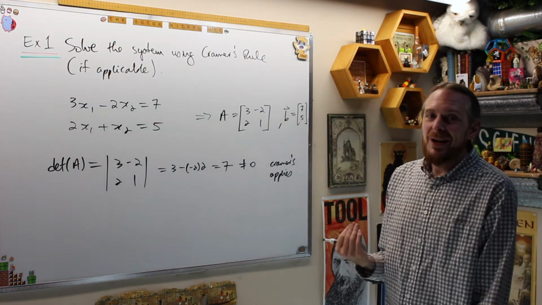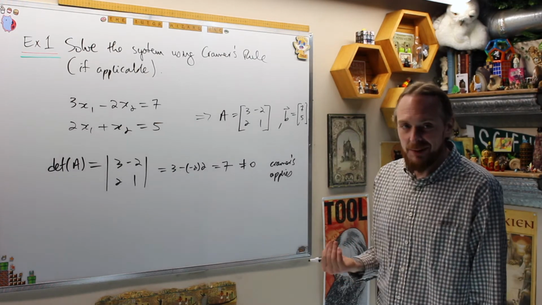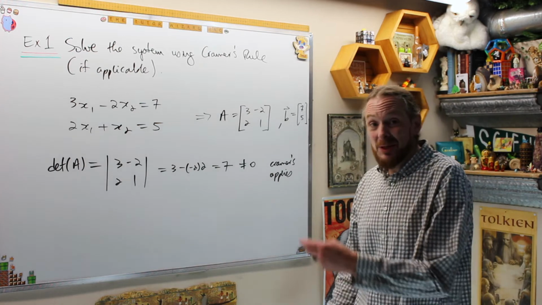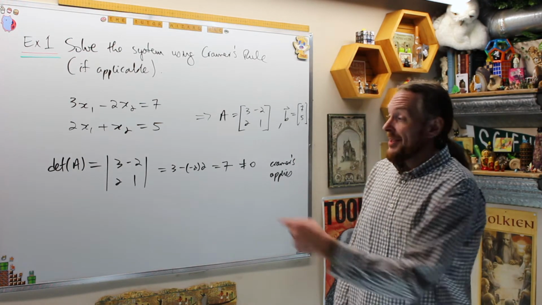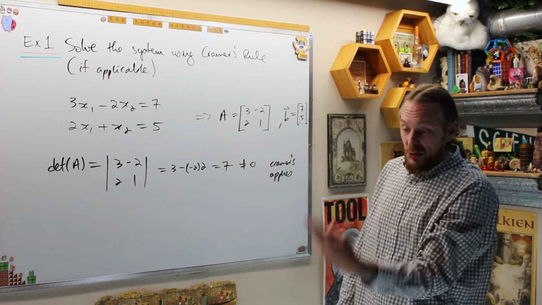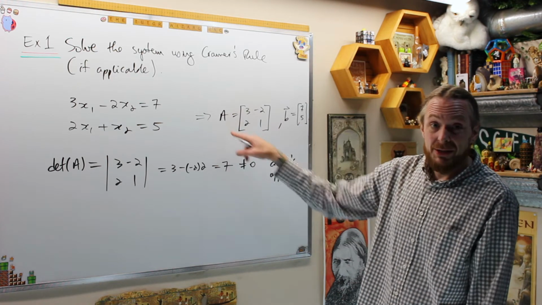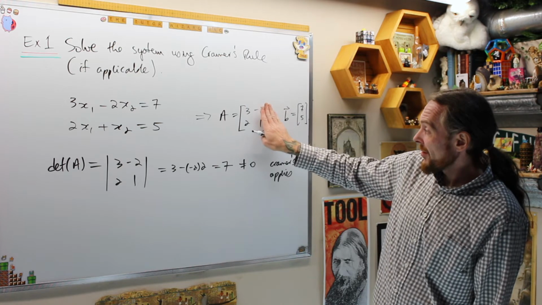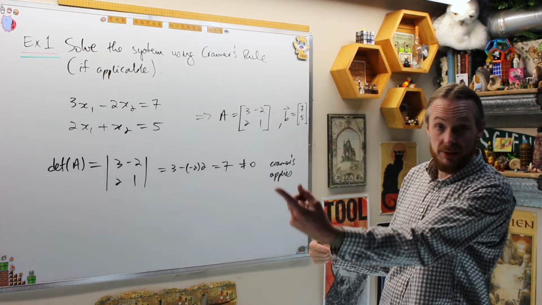Next step is you have to create n other matrices from the given one. This is a 2 by 2 system. That means we're going to have to compute 2 plus 1 determinants. This is the first one. Then we have to compute 2 other ones, which will be A1 and A2. How do we get A1 and A2 from A? We replace column 1 with B, and then we replace column 2 with B, and then compute those as determinants.